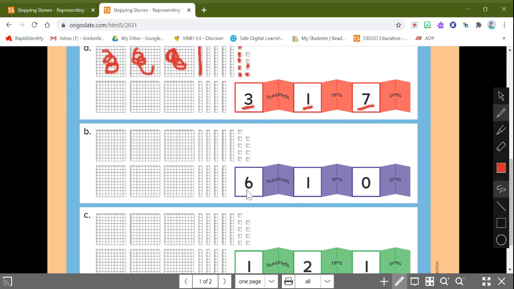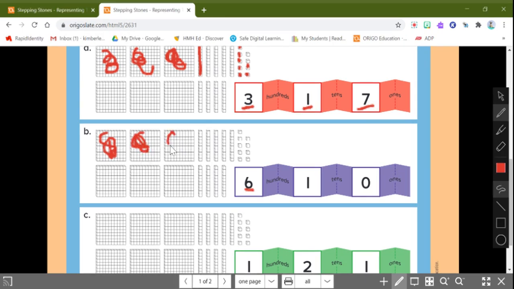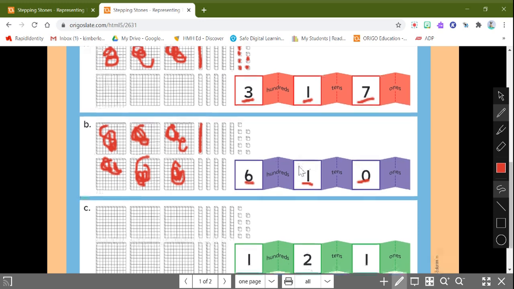Let's look at letter B. 6 hundreds blocks. 1, 2, 3, 4, 5, 6. How many tens blocks? Just 1. How many ones blocks? 0. So again, I don't need to color any ones blocks on that one.